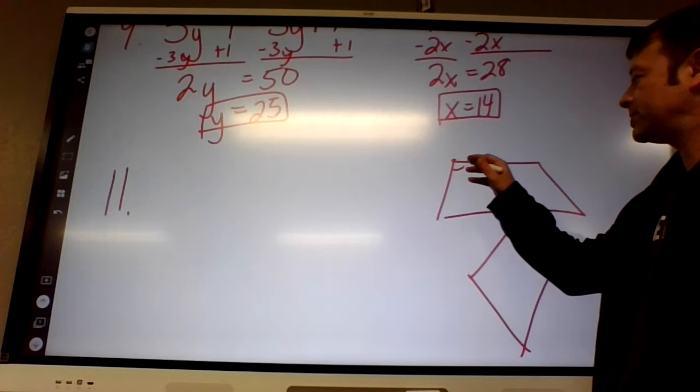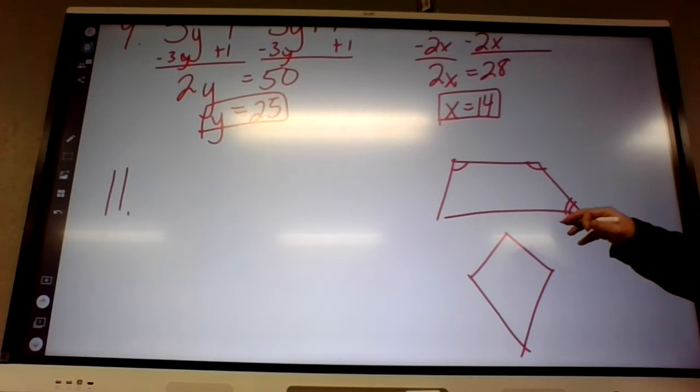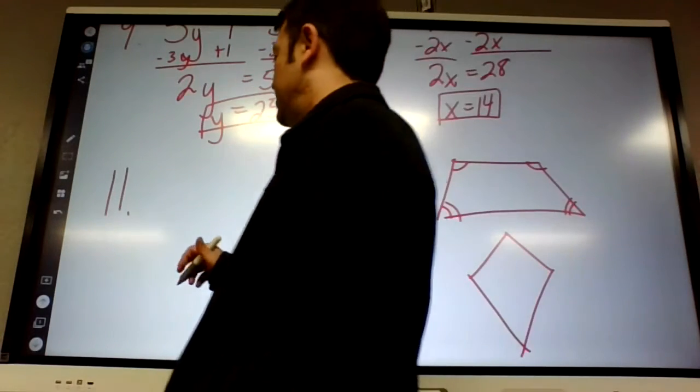Okay, the trapezoid. These top two, if the consecutive angles are congruent, that would be like if those were congruent. So, yeah, a trapezoid.